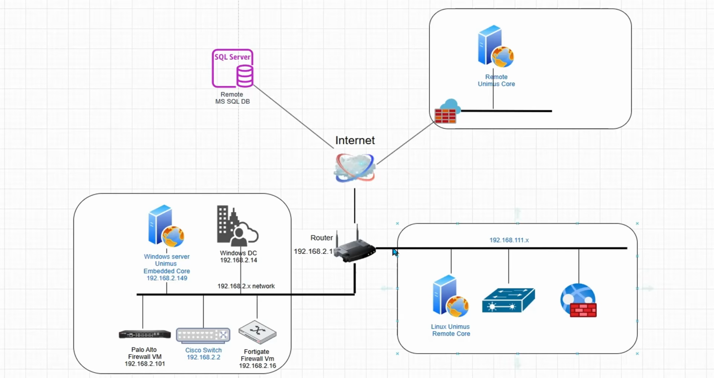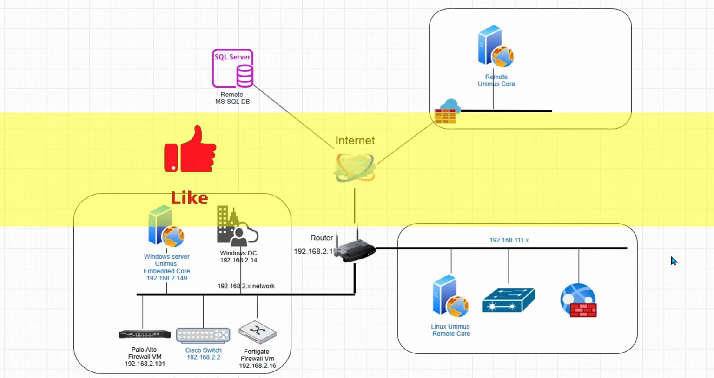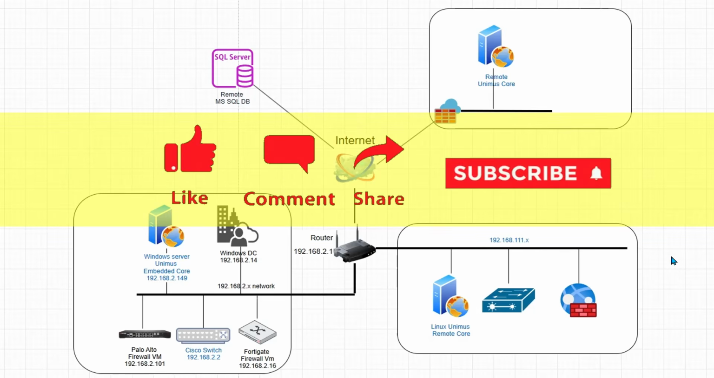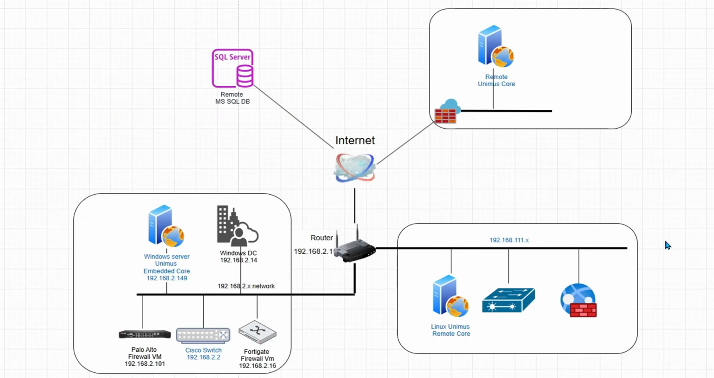We have another network on 192.168.111. We're gonna deploy a remote core onto a Linux box, which we can use to manage remote devices. You can also see I am using a Microsoft SQL database in the cloud, so my Unimus server here directly connects to this MS SQL database. Some other devices here, on local or on another network, you can use as an example of how to discover those devices, how to manage them, and schedule backups. So that's a basic topology.